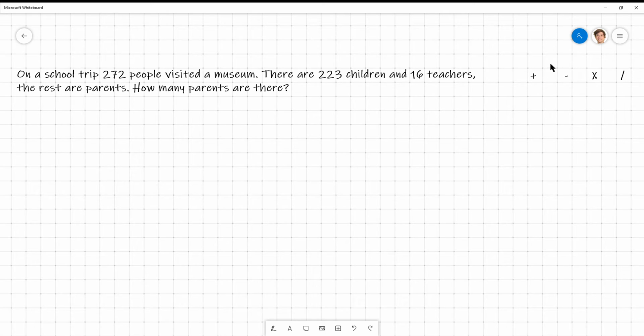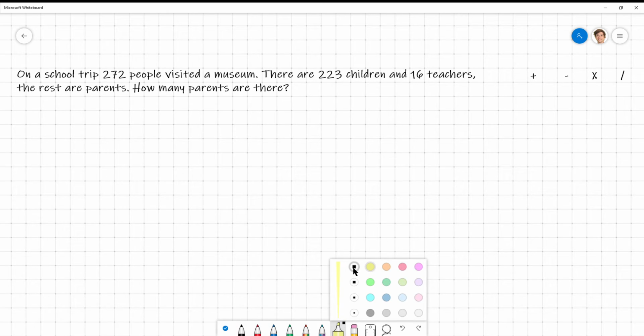And you'll notice here we have our operations. So, first thing I'm going to do is have a look for that key information. So on a school trip, 272 people visited a museum. There are 223 children and, I like the word and, 16 teachers. The rest are parents. How many parents are there?